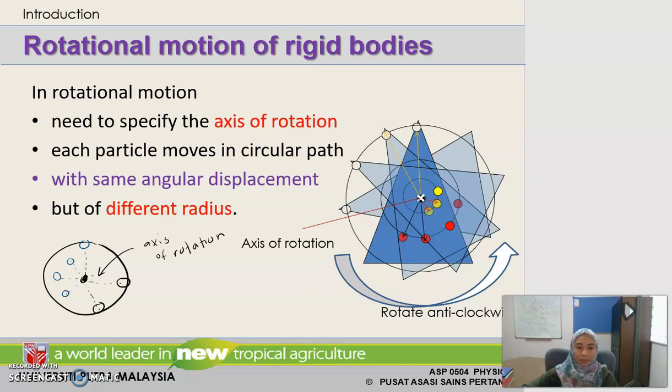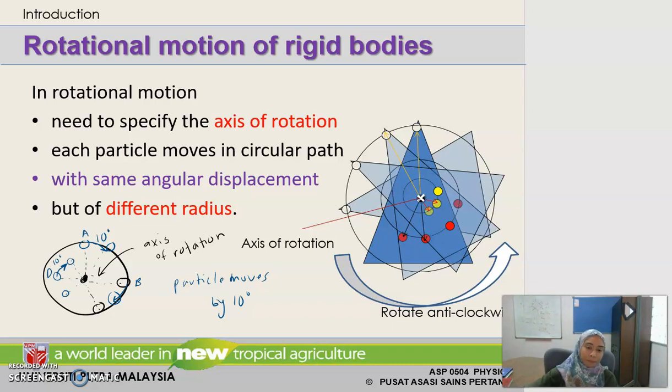Let's say this is particle A, this is particle B, and this is particle D. Particle A moves by 10 degrees, so the ball moves by 10 degrees, which means particle A ends up here. Particle B also moves by 10 degrees and ends up here. Particle D also moves by 10 degrees and ends up here. So they rotate the same angular displacement but at different radius.